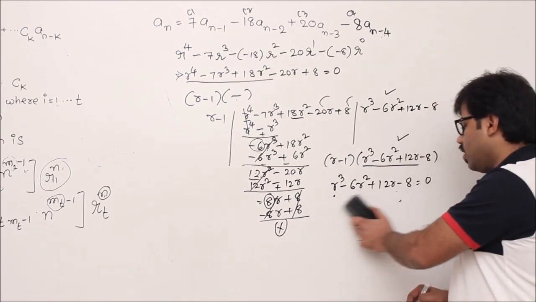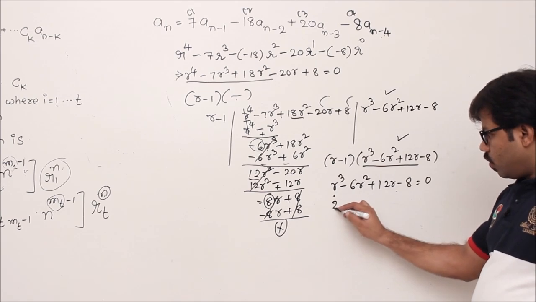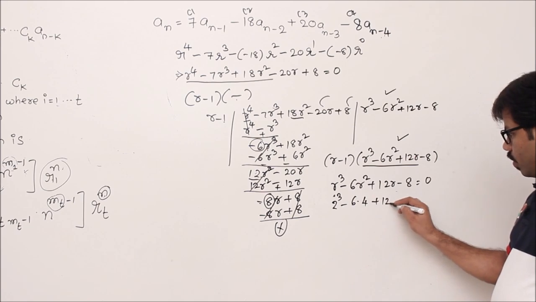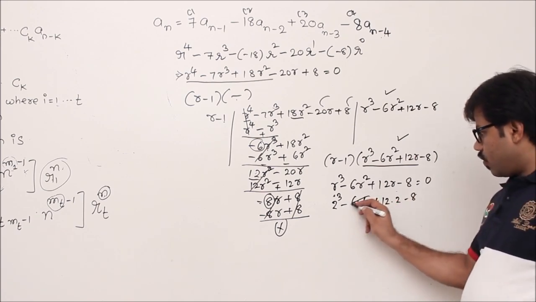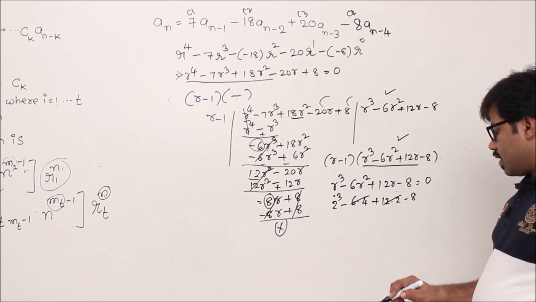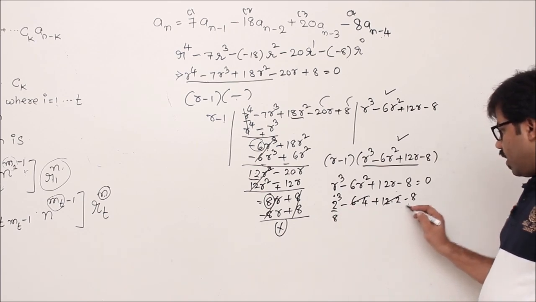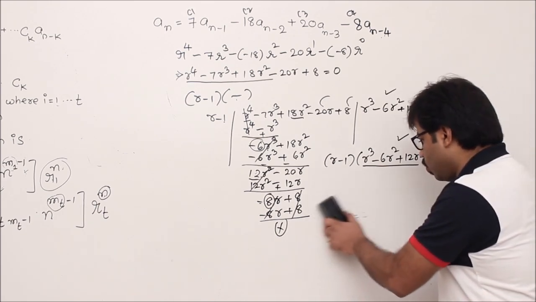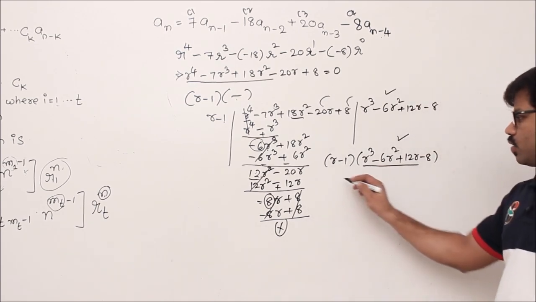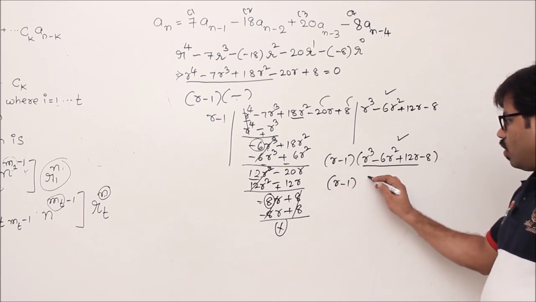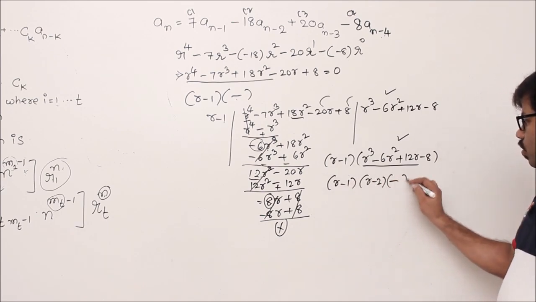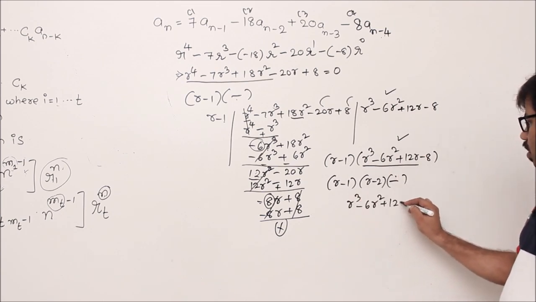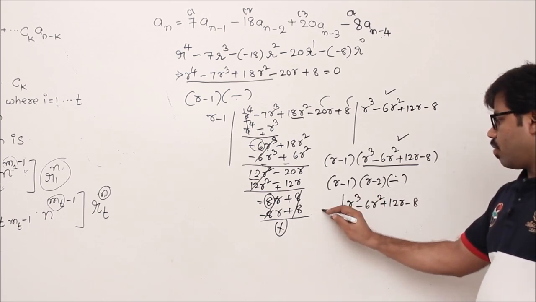Then I'll try the next number, which is 2. Let's try 2 cube minus 6 into 2 square 4 plus 12 into 2 minus 8. 6 into 4 is 24, 12 into 2 is 24, gets cancelled, and 2 cube is 8 minus 8, which is 0. Yes, we got one more root, that is r minus 2, otherwise 2. 2 is the root, otherwise r minus 2 is a factor. So r minus 1 into r minus 2 into dash. To know this dash, again we have to divide r cube minus 6 r square plus 12 r minus 8 with what? r minus 2.